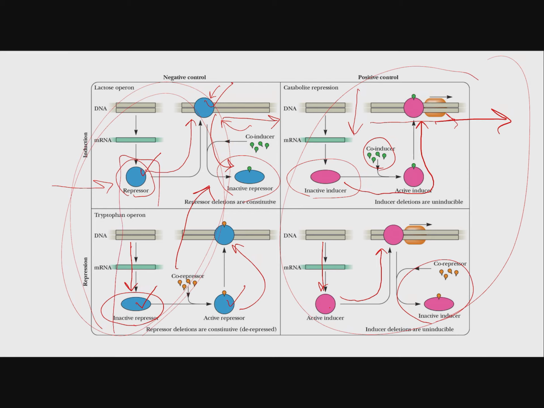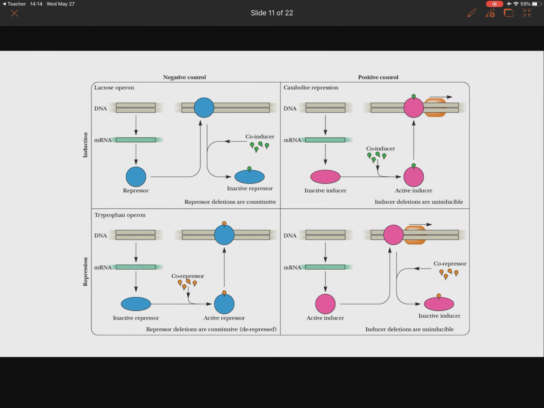So the terms here, right? Repressors normally turn off genes. Inducers normally turn on genes. As far as repression goes, you can activate a repressor to turn off a gene, or you can activate a repressor to turn on a gene. So this is activating a repressor to turn a gene on. This is activating a repressor to turn a gene off.